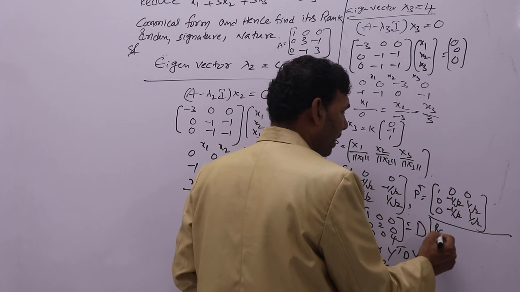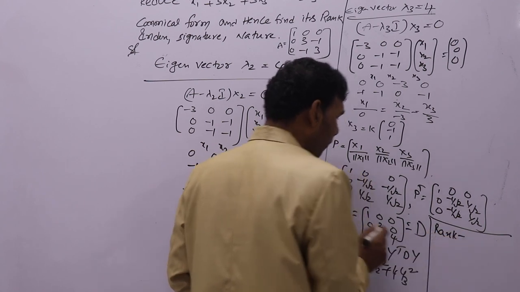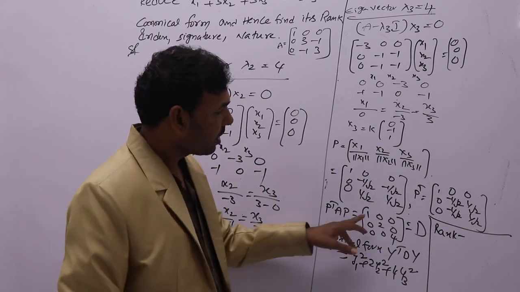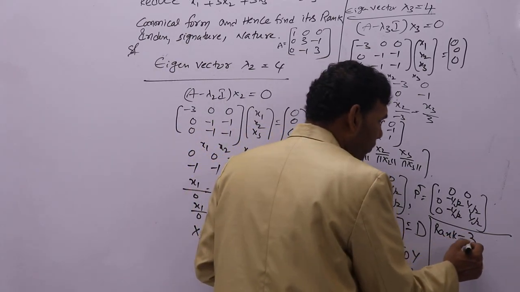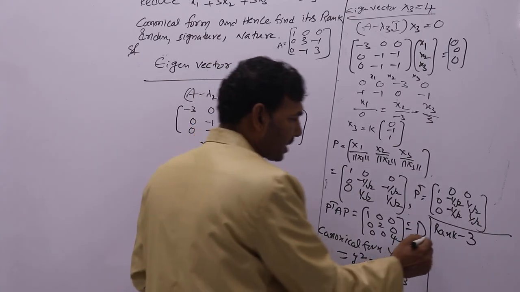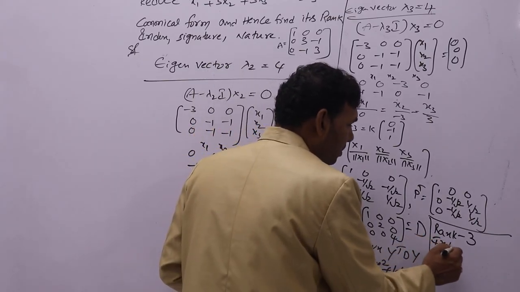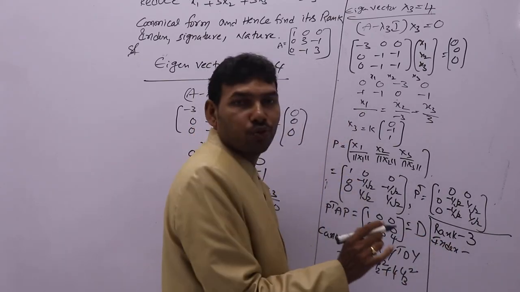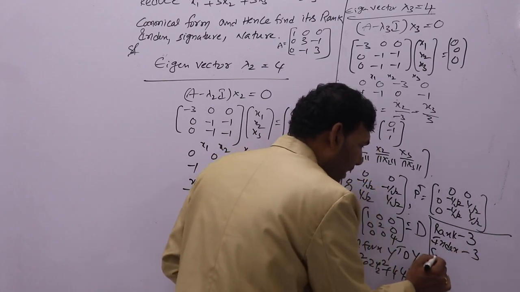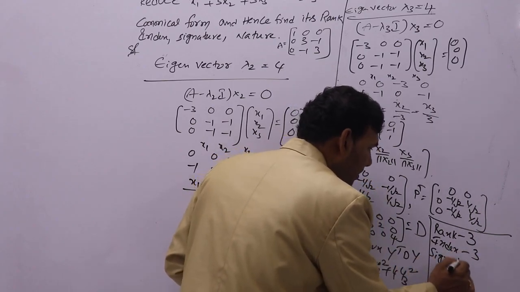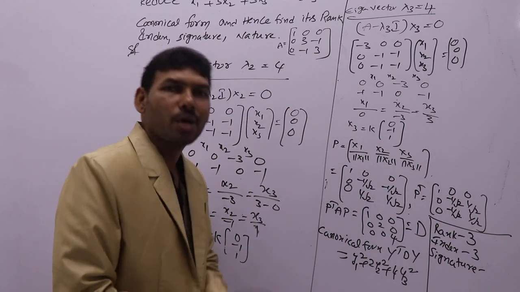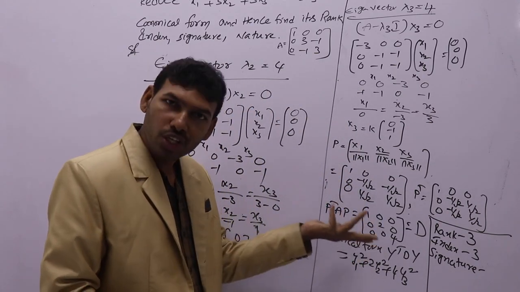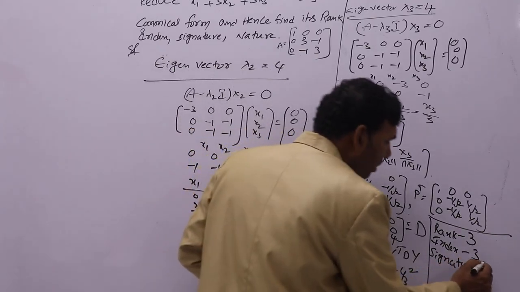Rank is nothing more, simply from D I can explain easily: the number of non-zero elements in the diagonal. How many? 1, 2, 4, so 3. Index: number of positive terms. How many? 1, 2, 4, so 3. Signature: number of positive terms minus number of negative terms. Number of positive is 3, minus number of negative terms, which is 0. 3 minus 0 is 3.